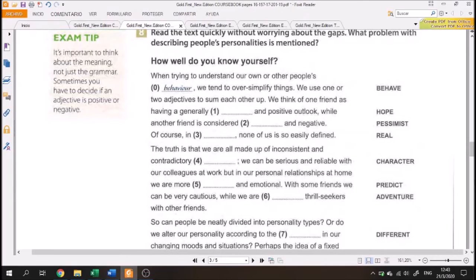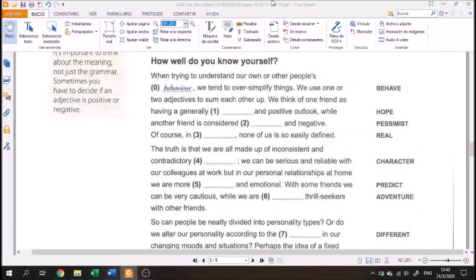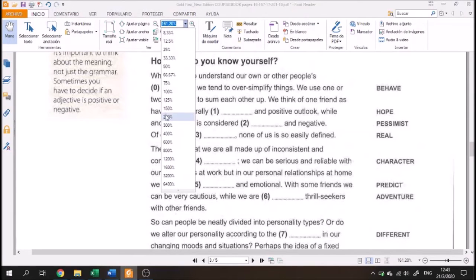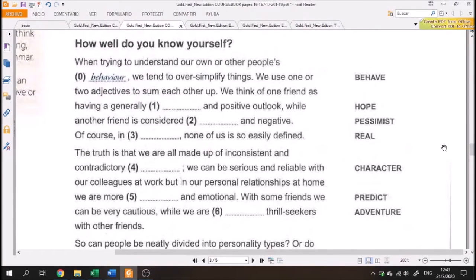I am going to give you 2 minutes to answer that. What is this text about? I don't want you to be completing the blanks. Is that clear? So just read it and tell your teacher what the text is about. Go.